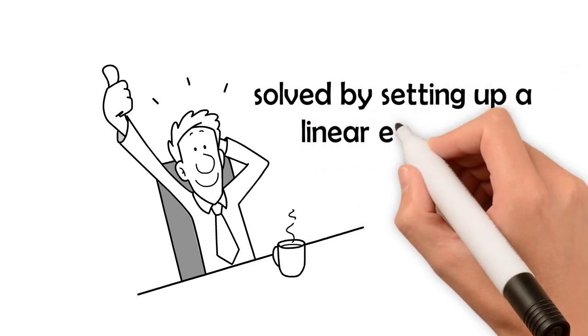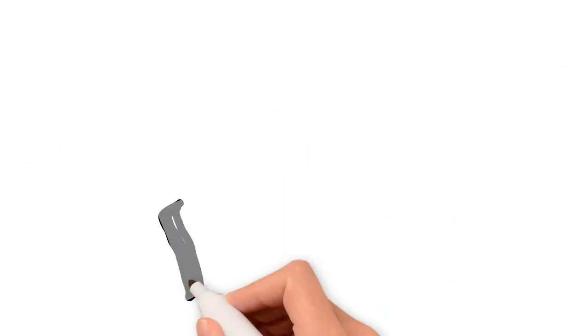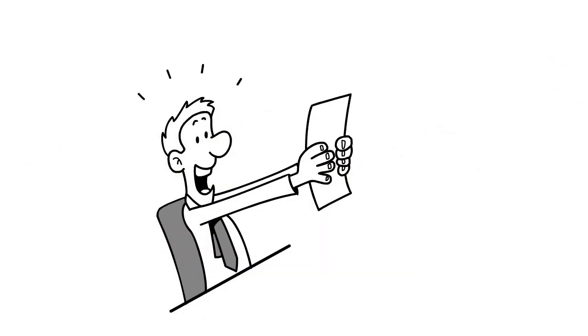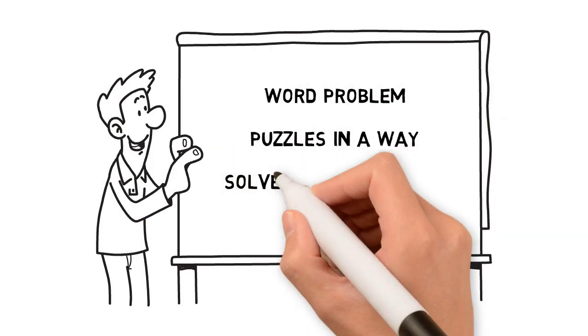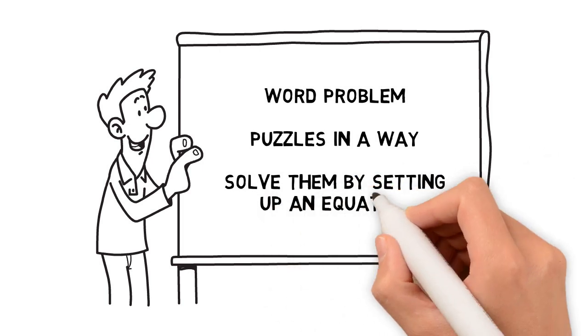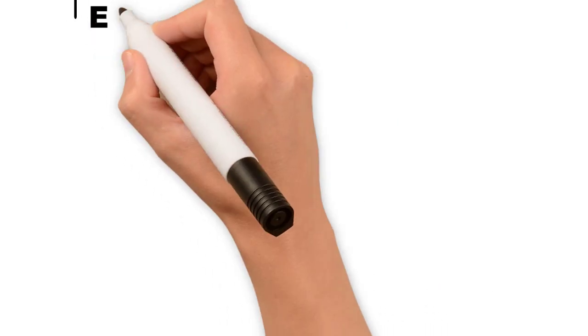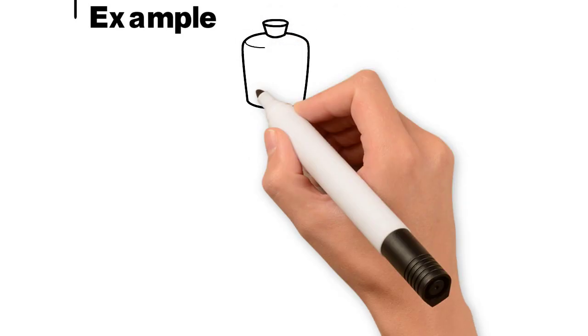A lot of problems in the world can be solved by setting up a linear equation. Solving a linear equation is much easier than setting one up. Here are some word problems, puzzles in a way, where we solve them by setting up an equation. Let's take some examples. We'll start with this one.